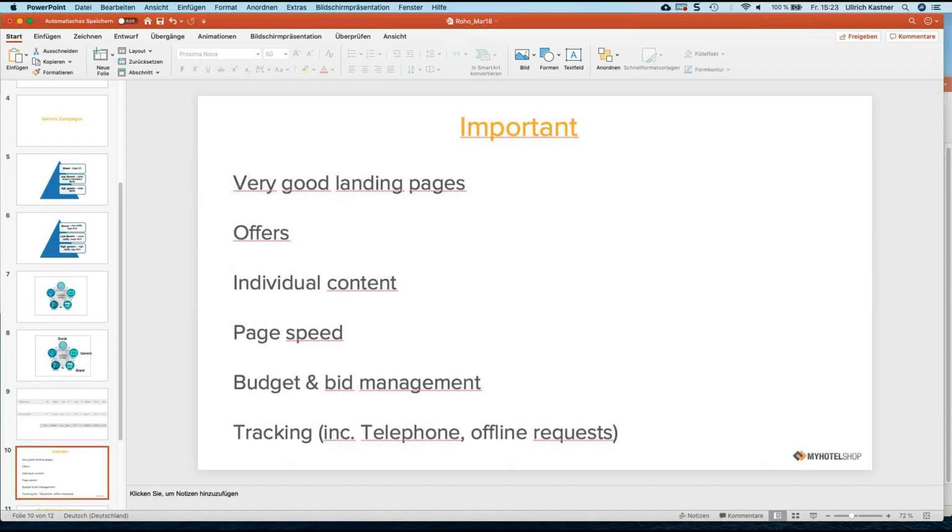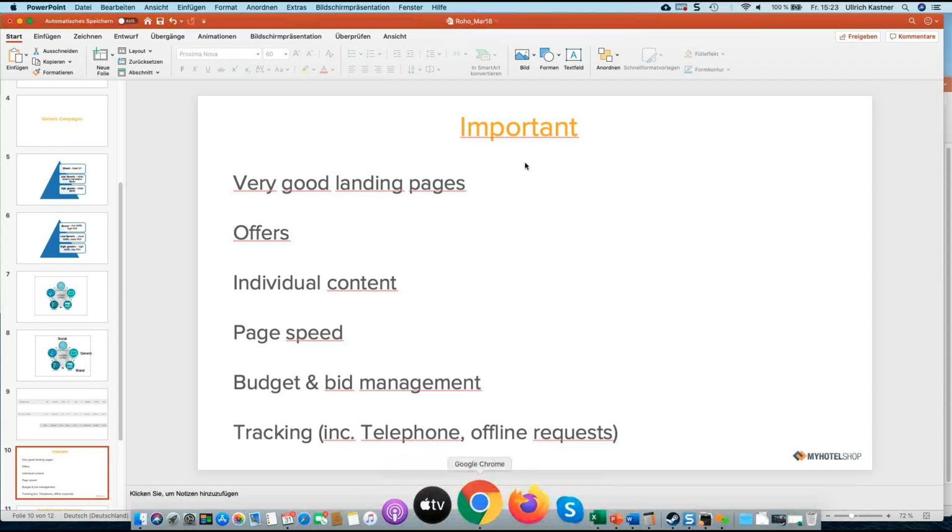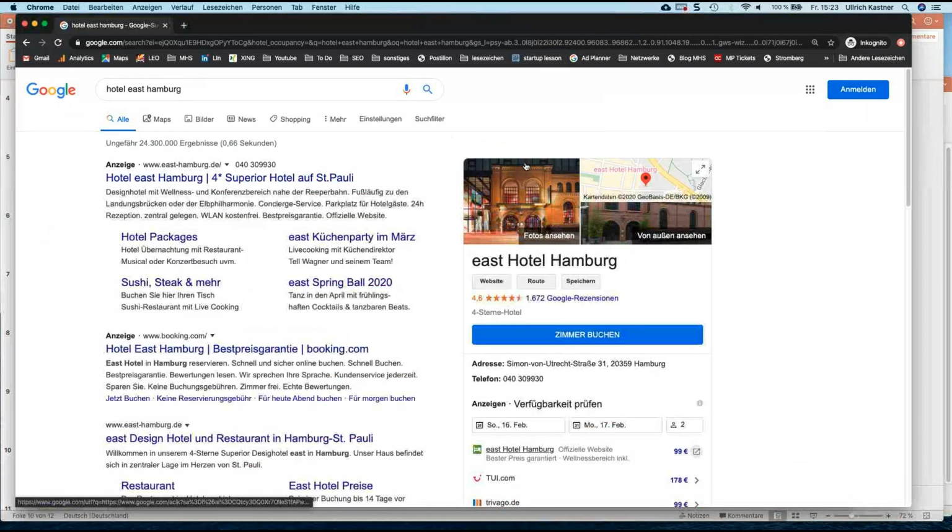So what is important for generic campaigns? I mentioned it before, and there are several points, but one thing I haven't mentioned so far is that if you do generic advertising, you need to have very, very good landing pages. So let me give you an example of a search.